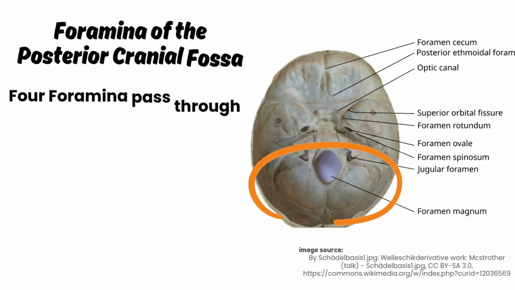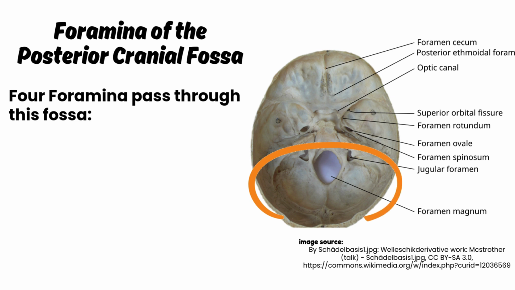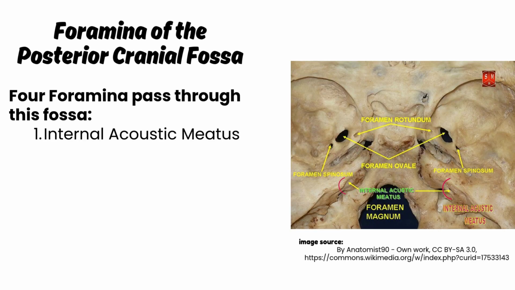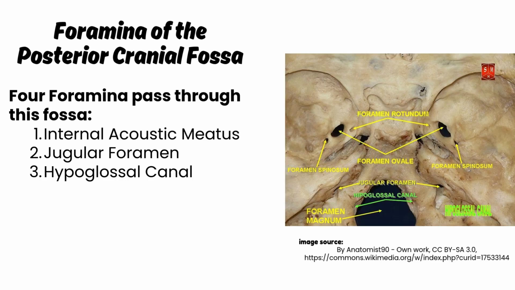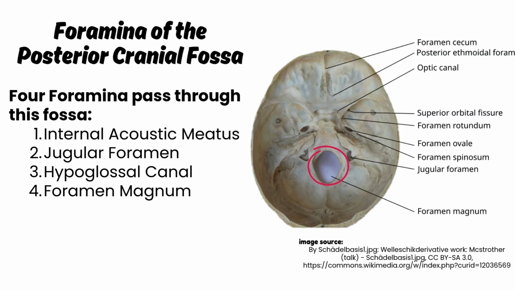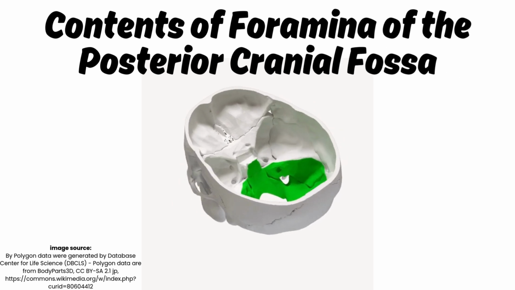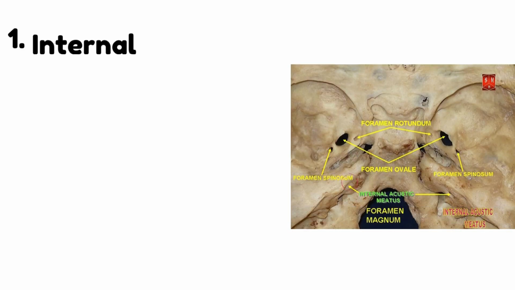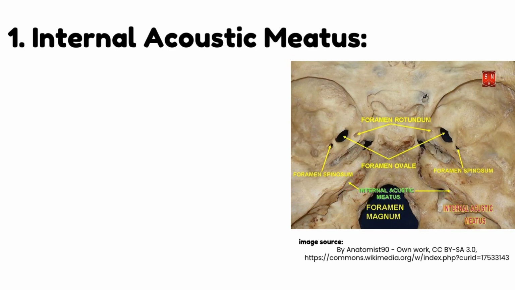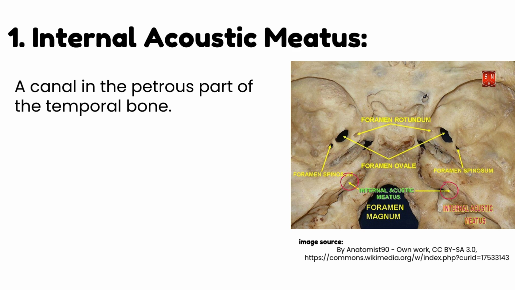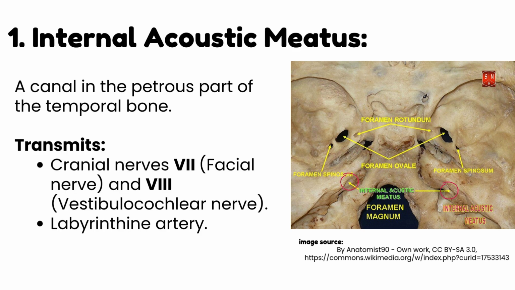What are the foramina of the posterior cranial fossa? Four foramina pass through this fossa: internal acoustic meatus, jugular foramen, hypoglossal canal, foramen magnum. The following contents pass through these foramina. Number 1. Internal acoustic meatus. It is a canal in the petrous part of the temporal bone. It transmits cranial nerve 7, facial nerve, and cranial nerve 8, vestibulocochlear nerve, and the labyrinthine artery.